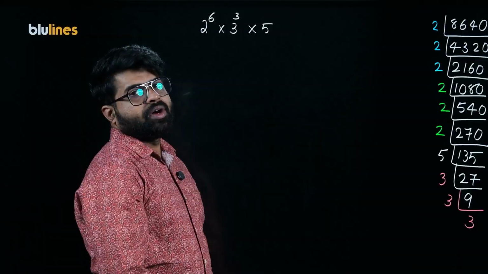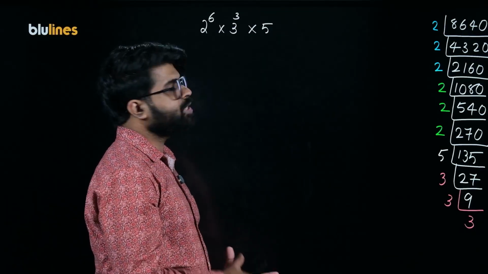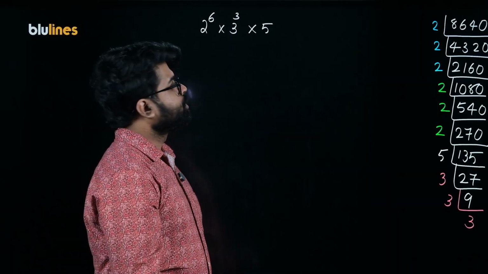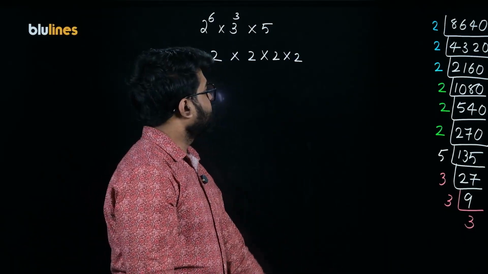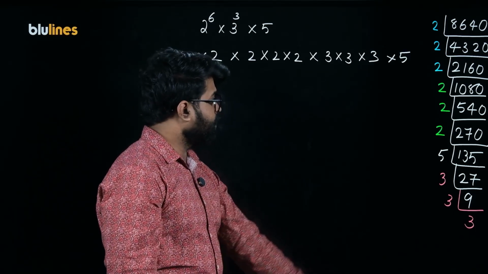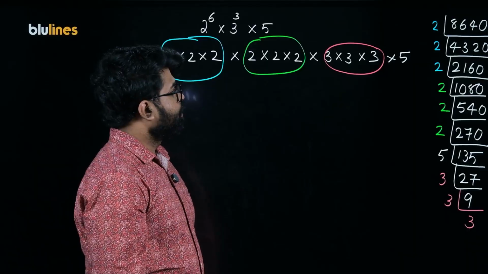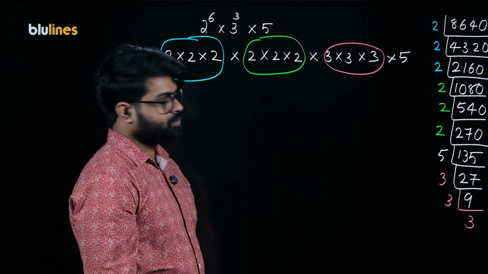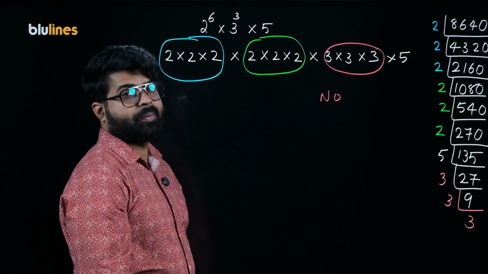You can see for 5 we lack 2 more 5s. That means to make 5 a group we need 2 more. On simplification we can group them as, we have 3 groups but no group for 5. The room is empty, so this is not a perfect cube.